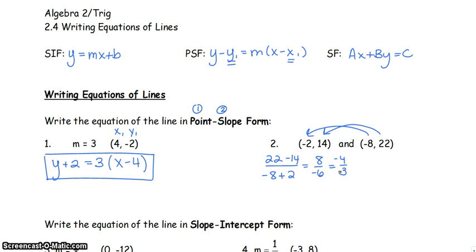When you go to write in point slope form, you've got to choose one of your 2 points. It does not matter which point you choose. So if we were to choose our first one, it would be y minus y1. And remember, this is our x1, this is our y1. So y minus 14 equals our slope, which we found, of a negative 4/3, parentheses, x minus an x1, minus a negative 2 makes that a positive 2.